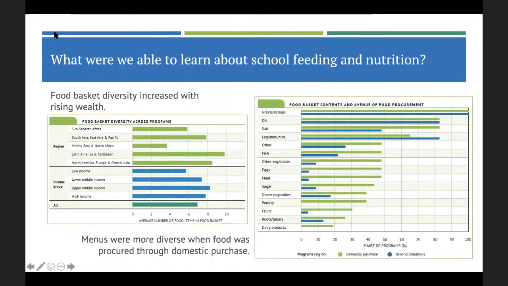Now, school feeding programs sometimes rely on in-kind food donations. And alternatively, they sometimes source food through domestic purchase. And with the global survey data, we're able to document how menus are more diverse when food is procured through domestic purchase. So we are much more likely to see items like vegetables, eggs, fish, and other meat on the school meal menu when a program sources its food through domestic purchase.